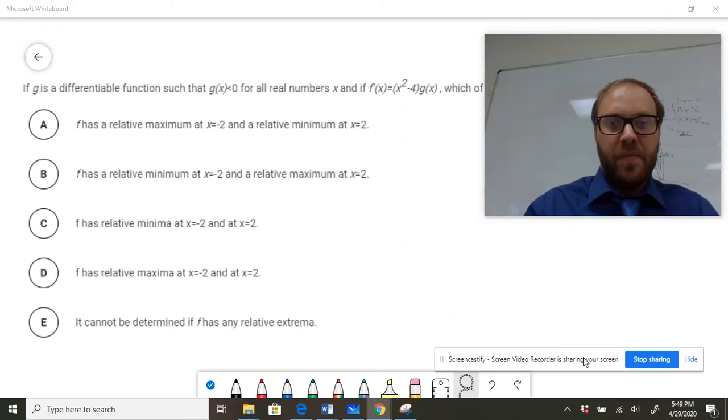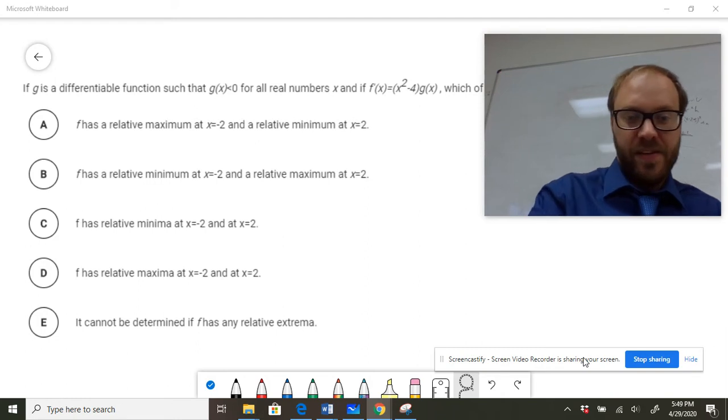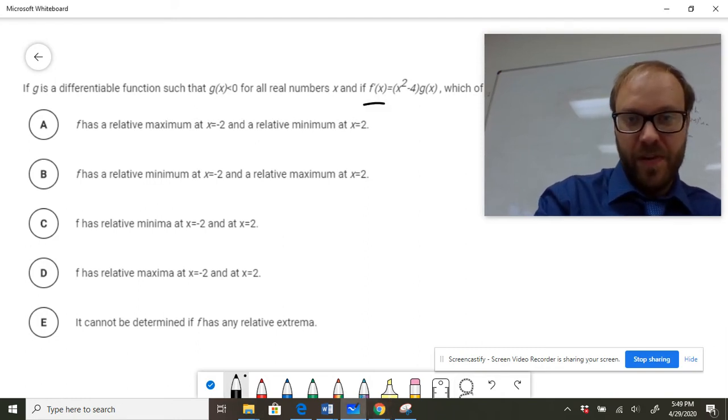All right, we've got another example of a problem involving analysis of a function. I know I'm covering up part of the question, but it's asking us which of the following is true. Now, this is interesting because they already give us the derivative. Okay, so be real careful there.